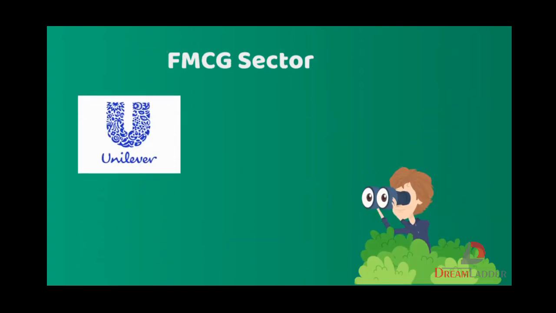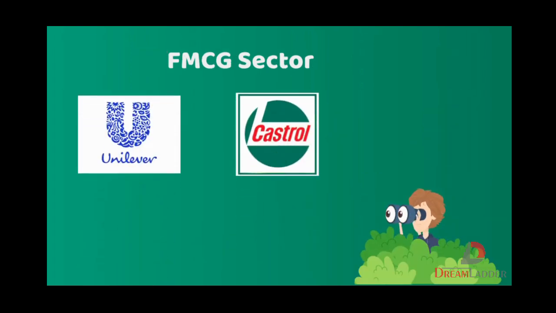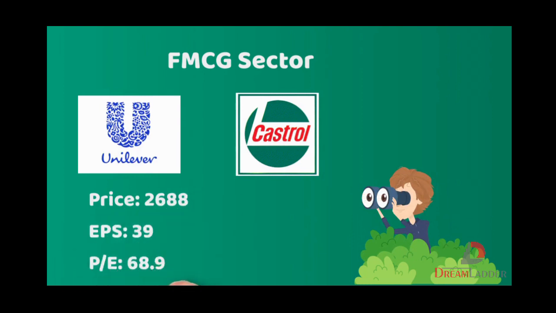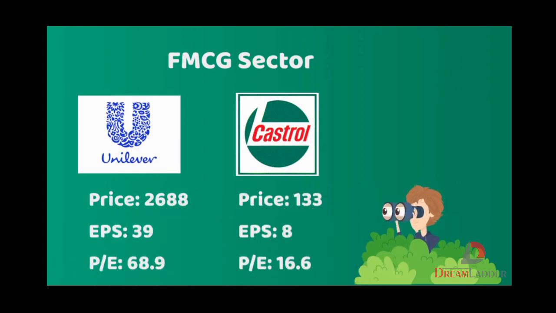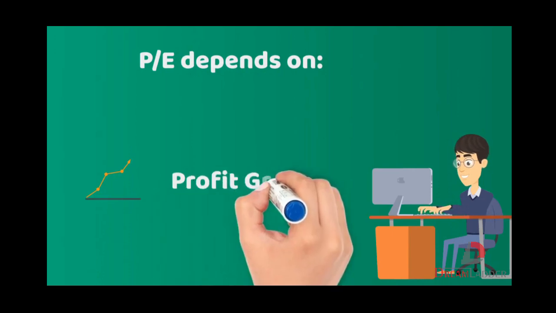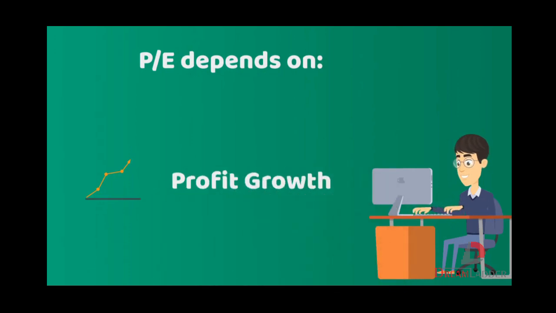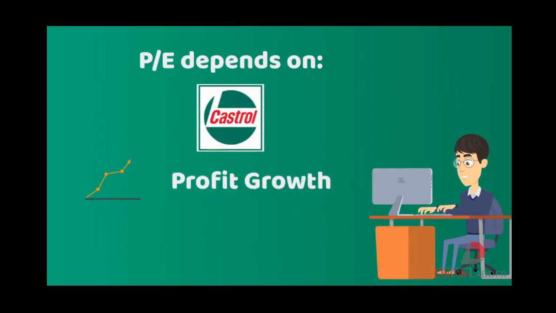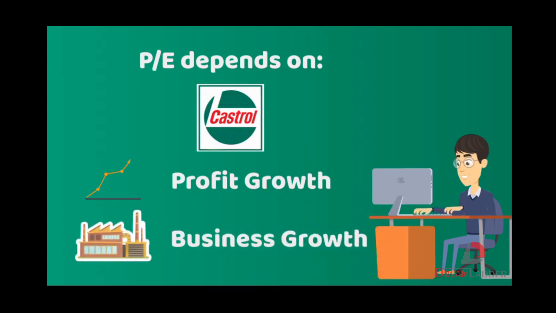So your next question will be, both HUL and Castrol are MNCs with good quality of management. Then why is there a great difference in their PE? So PE is directly correlated with future profit growth. In Castrol's case, its lubricant business has matured and is growing at a very low pace. Hence, despite being an MNC, it is trading at a huge discount to HUL.